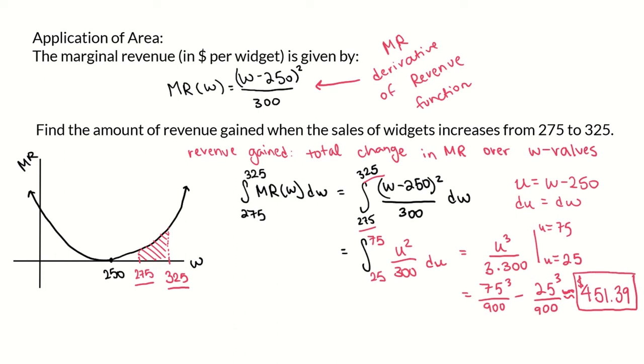So what does that number mean? That is the revenue that is gained from selling 325 widgets versus selling 275. So that's the total amount that we have more when we sell 325 versus 275.